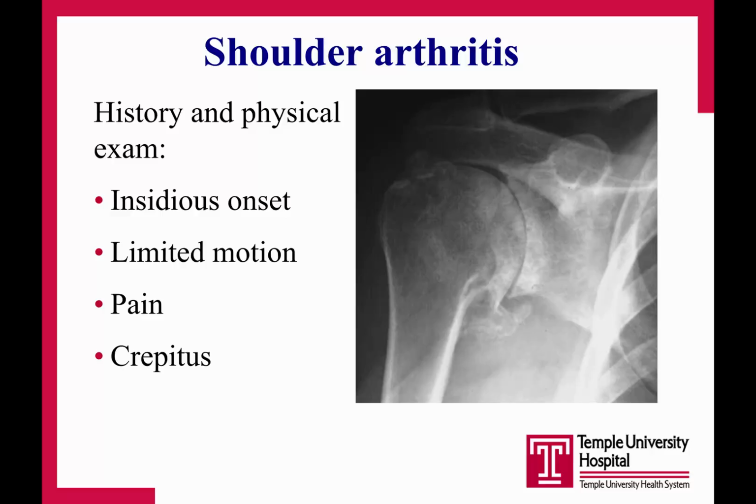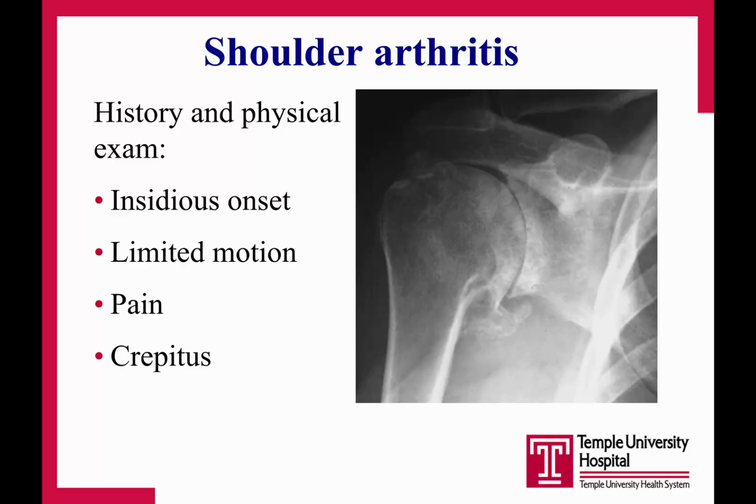Moving on to our first topic, shoulder arthritis. We always start with a history and thorough physical examination. On history or talking to the patients, you will find that they usually report insidious onset, meaning that it's happened slow and over time. There's typically not acute trauma associated, but they may have some low energy trauma that has exacerbated their condition.